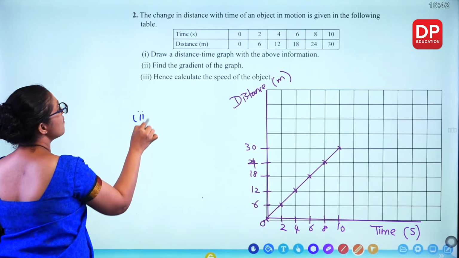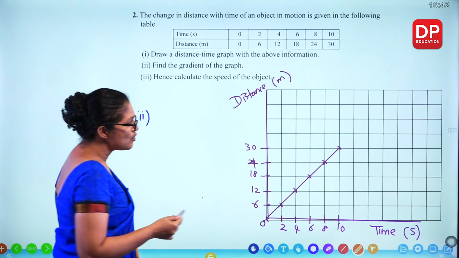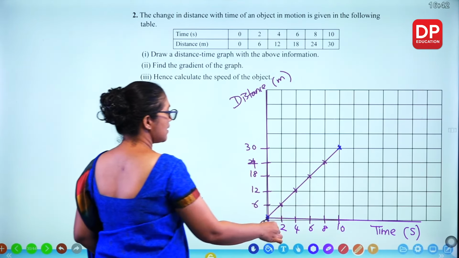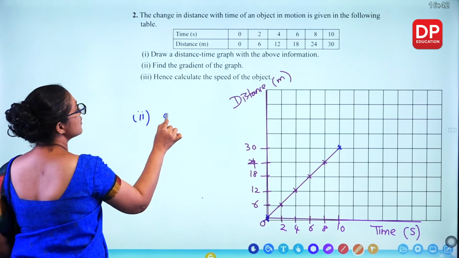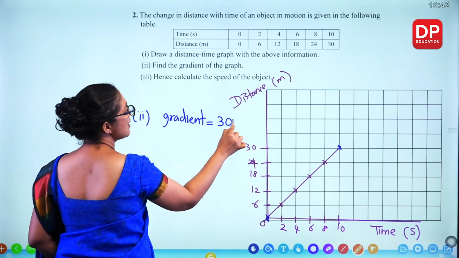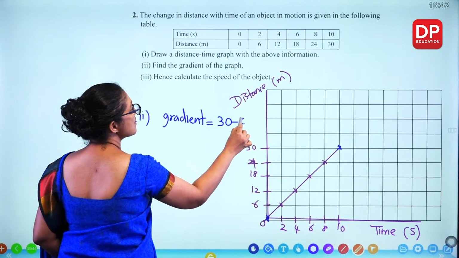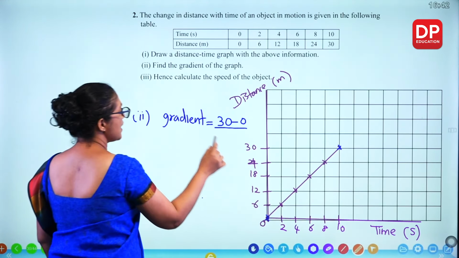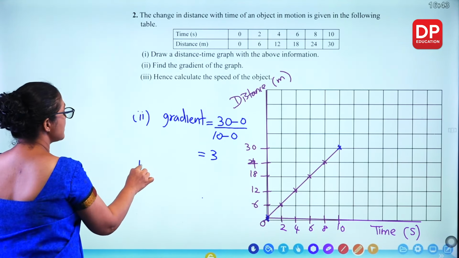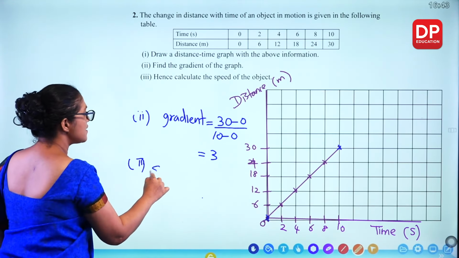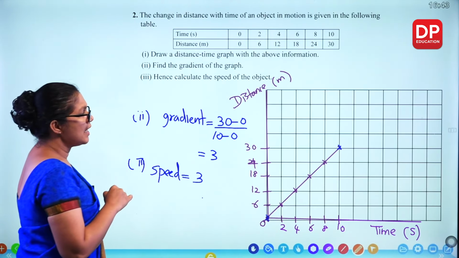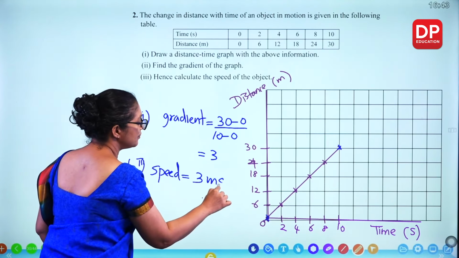Gradient of this graph. How can we find out the gradient? You can take any two readable points. I'll take here to here. The whole thing is 30 kilometers. So gradient is given by 30 minus 0, that is 30. What's the total time? 10 minus 0. So 30 divided by 10, you get 3. So hence, what's the speed? Speed is same as the gradient. What's the unit? Meters per second.